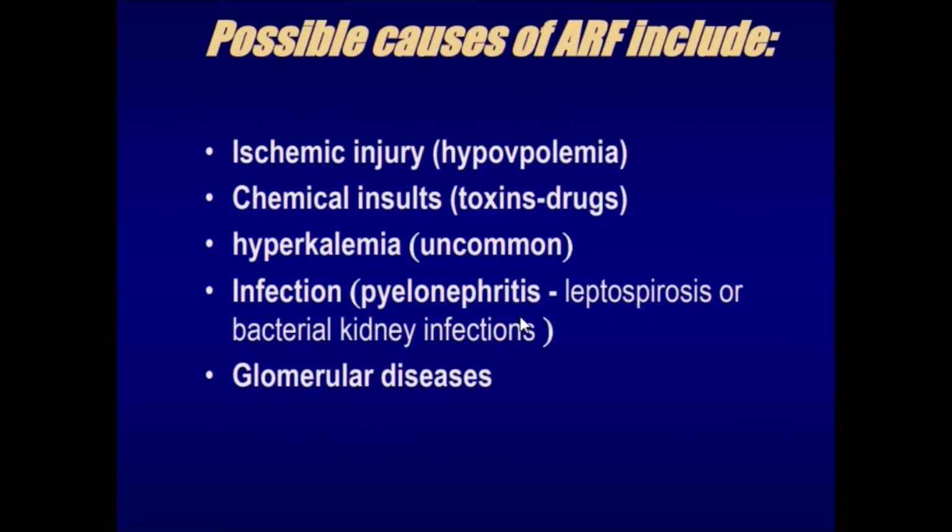What are the possible causes of acute renal failure? The etiology of acute renal failure includes ischemic injury, hypovolemia, or chemical insults, i.e. toxins or drugs. Hyperkalemia is uncommon, but it is one of the etiological causes. And infections. Infection may be bacterial, which includes pyelonephritis, leptospirosis, or bacterial kidney infection, and the glomerular diseases could also be the cause of acute renal failure.